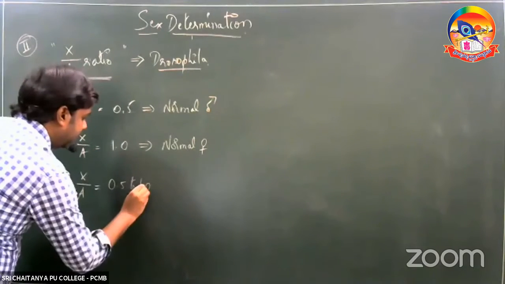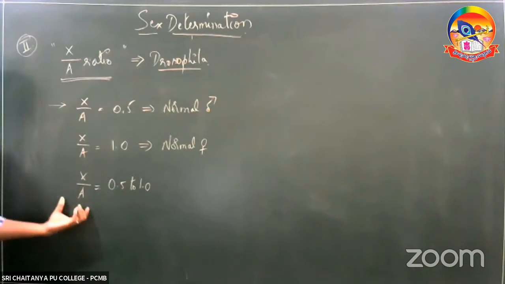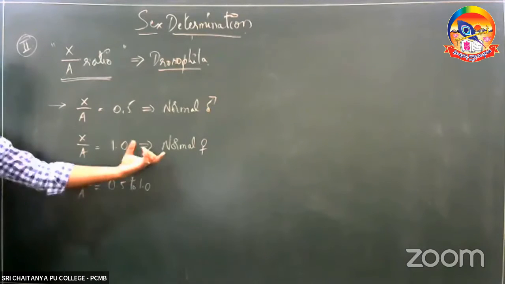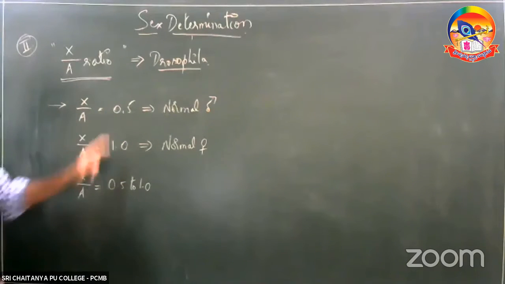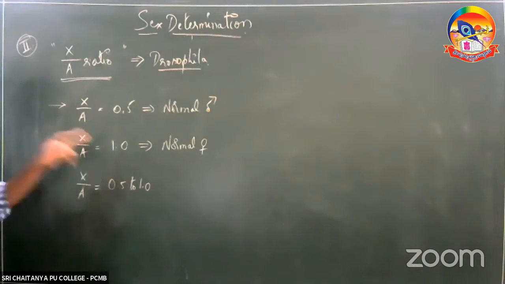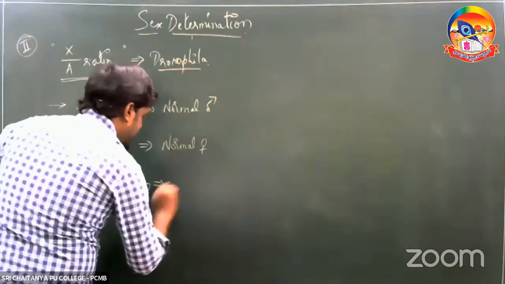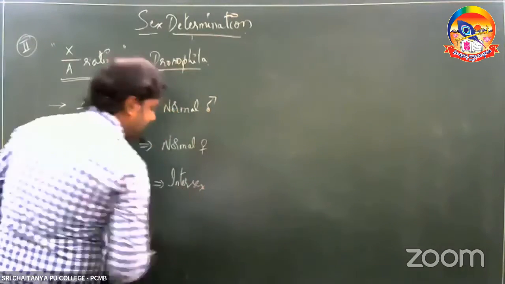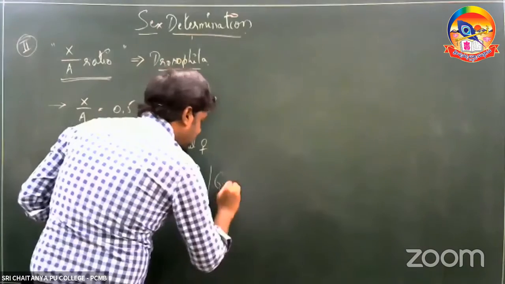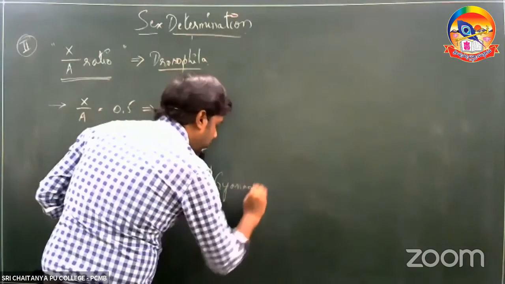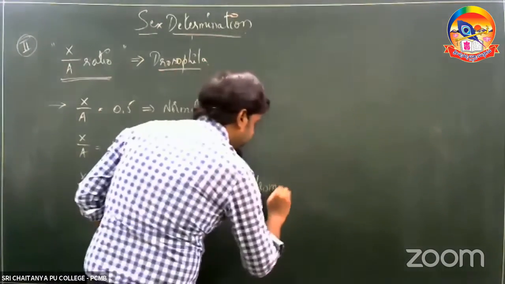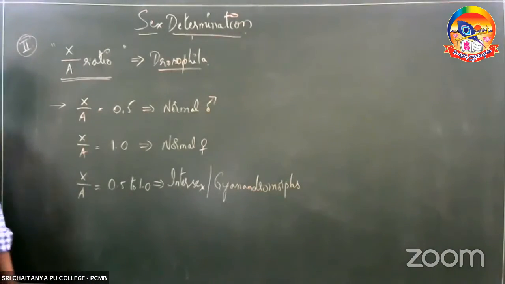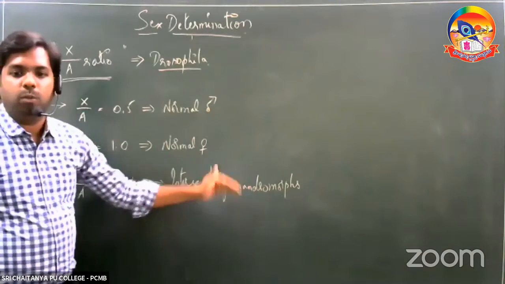we said 0.5 is a normal male and 1 is a normal female. So if the ratio is in between 0.5 and 1, then we start calling those individuals intersex, or they are also called gynandromorphs.